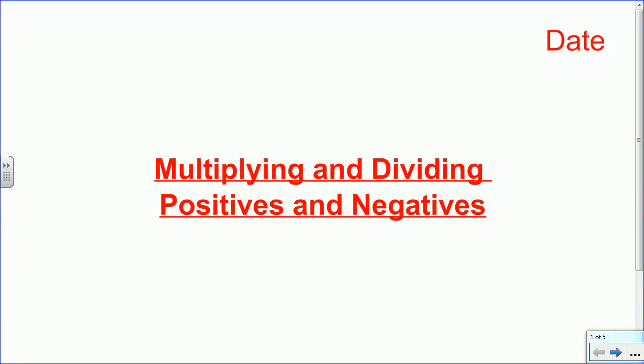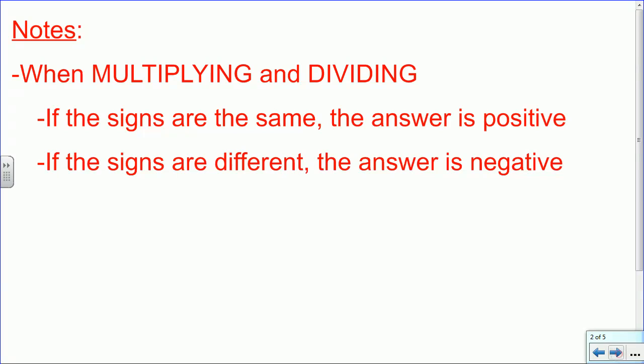Here we go, multiplying and dividing positives and negatives. Today it's going to be important to not only learn the rules about multiplying and dividing positives and negatives, but to also make sure that we understand the difference between those rules and the rules for adding and subtracting positives and negatives, because the rules are very different, and if you get them confused, you're going to have a bad time. So let's look at these rules.